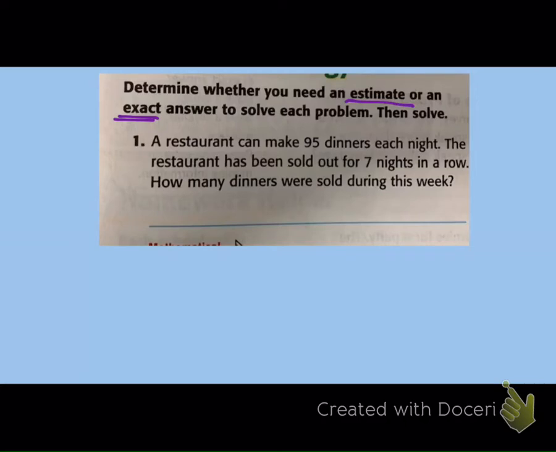So, number 1 here. Let's take a look at this. A restaurant can make 95 dinners each night. The restaurant has been sold out for 7 nights in a row. How many dinners were sold during this week?